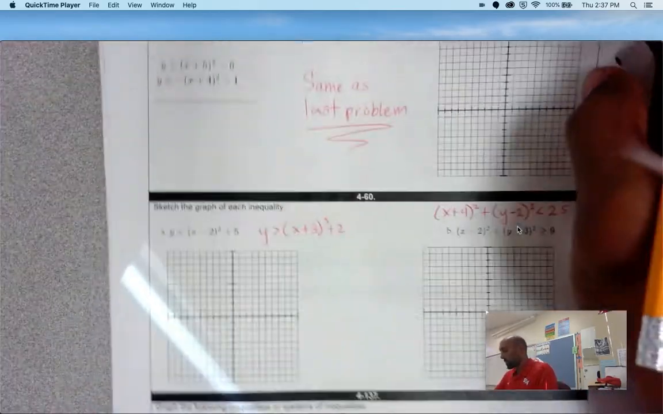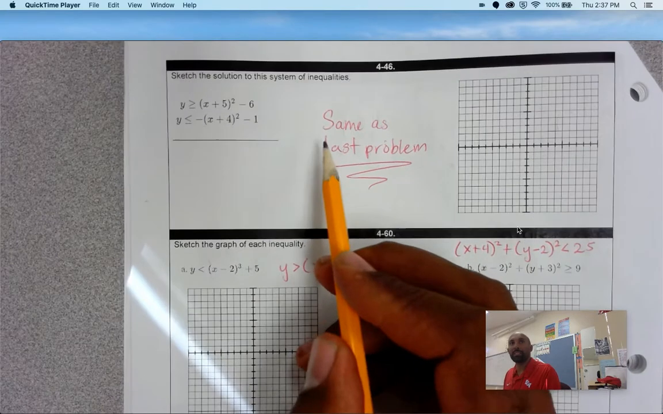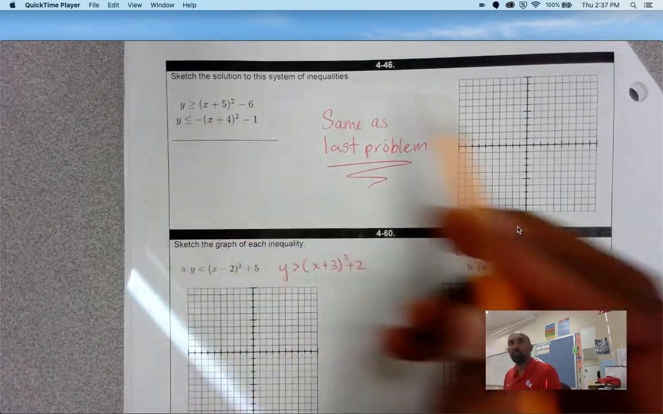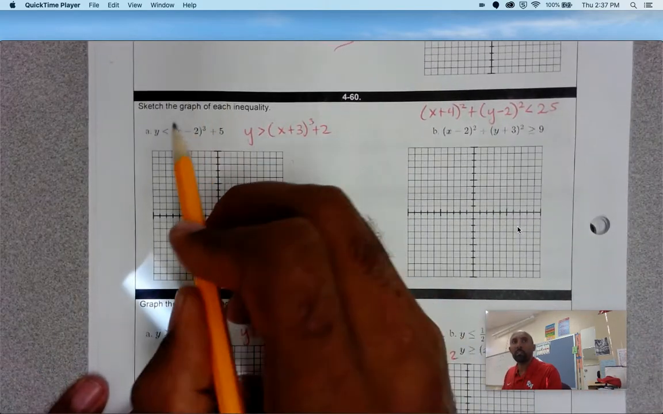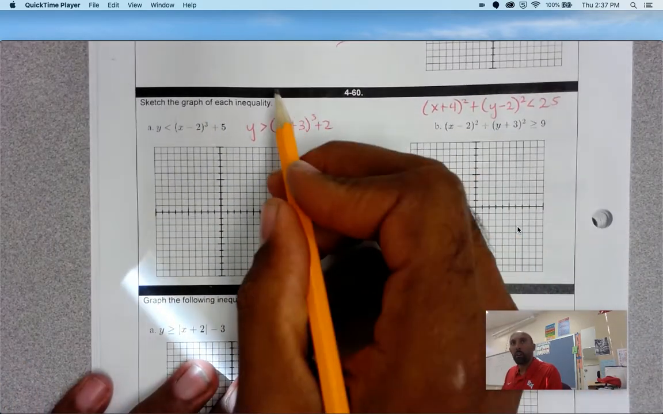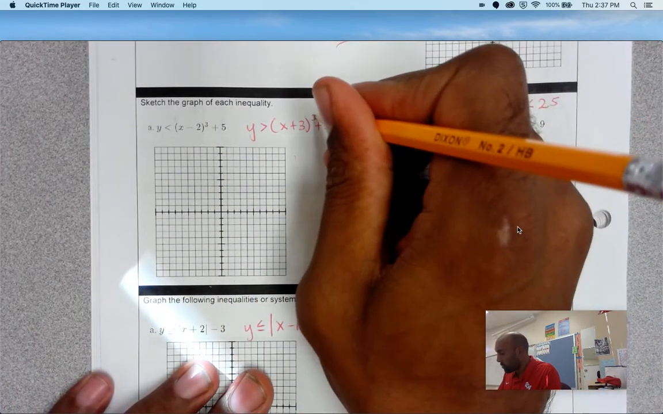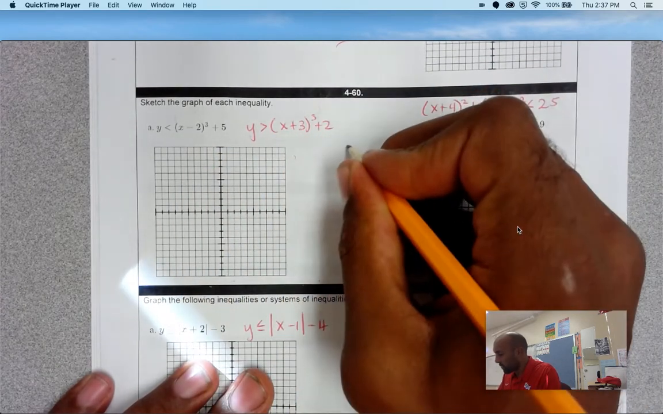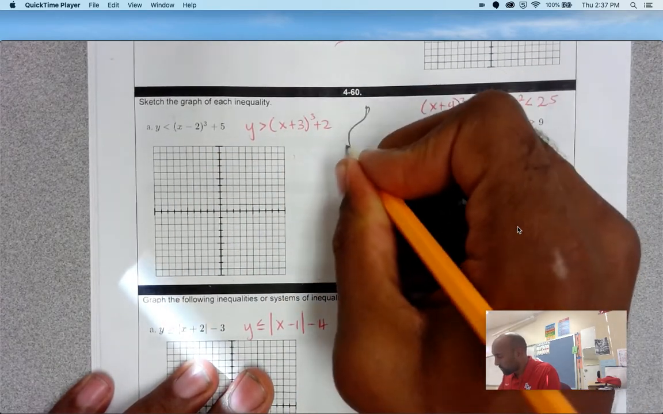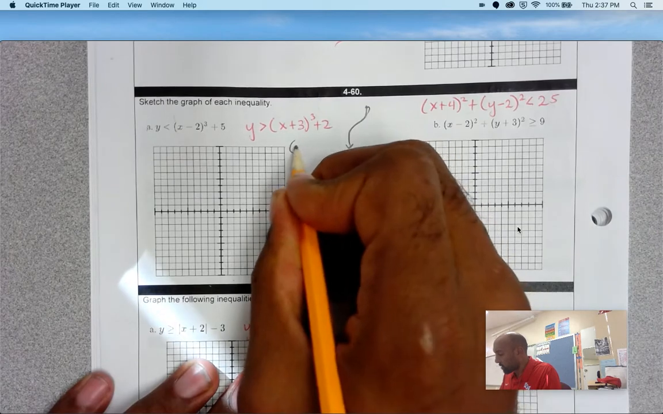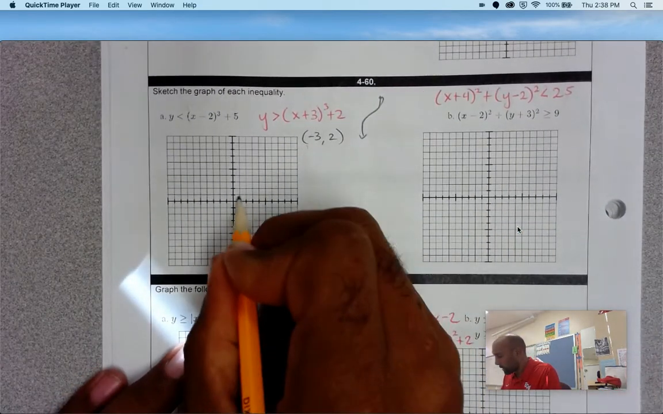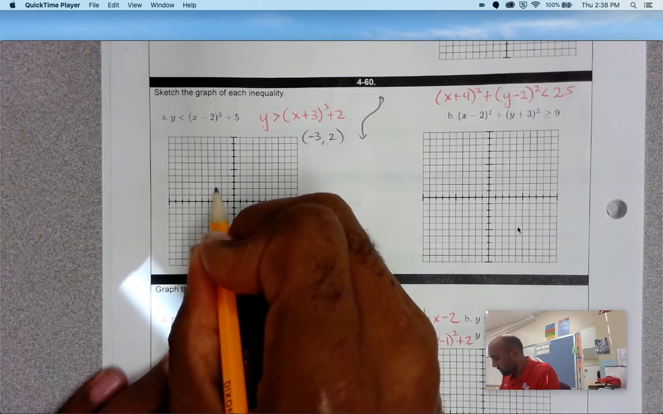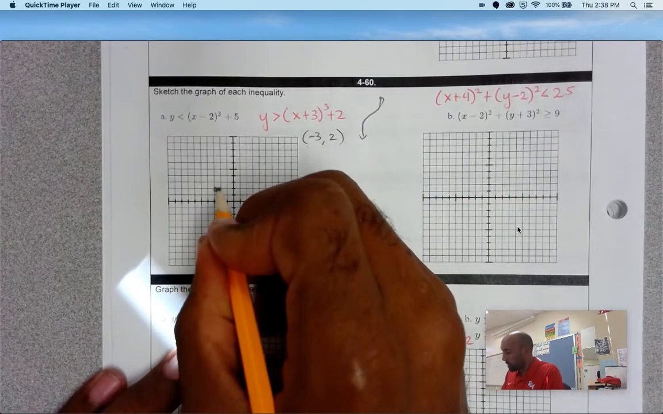Okay, so now on the next page, this one will be the same as the last problem. So you're going to graph those here. And you can kind of check yourself with Desmos as well. Okay, so now we're going to sketch this one. The locator point, this is a cubed. Okay, so this means this is going to be the graph that looks like this. Okay, so the vertex or locator point, as we call it, the middle of the graph is at -3, 2. So -3 and +2.